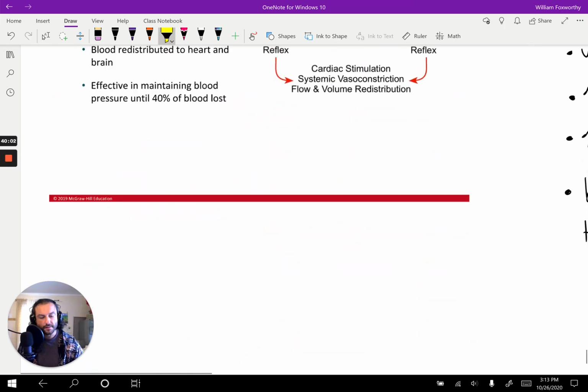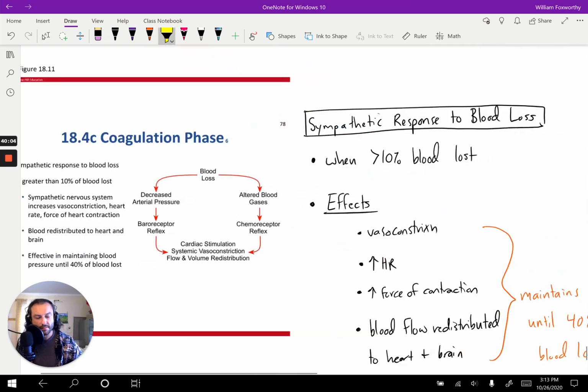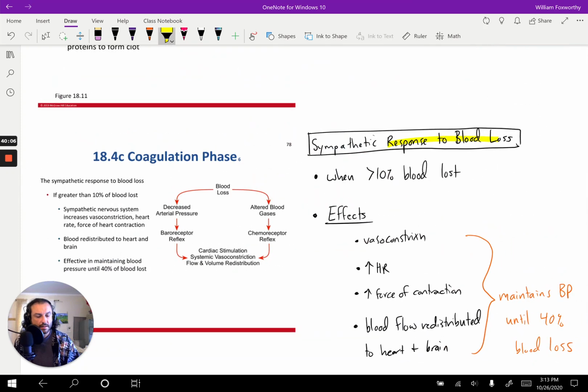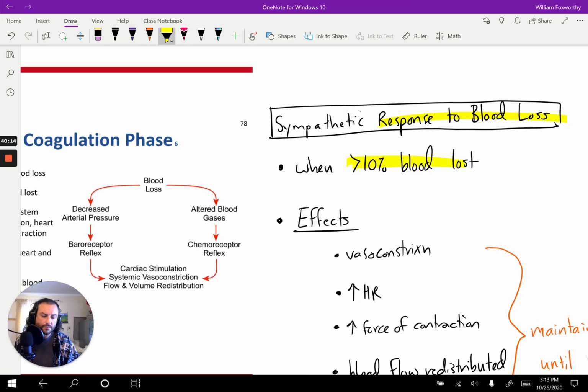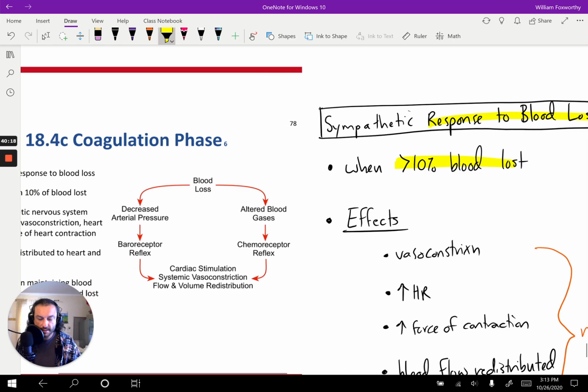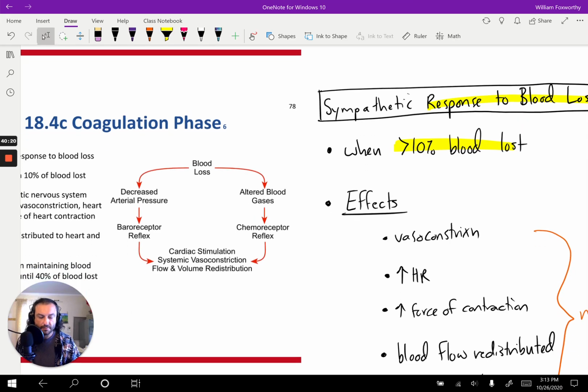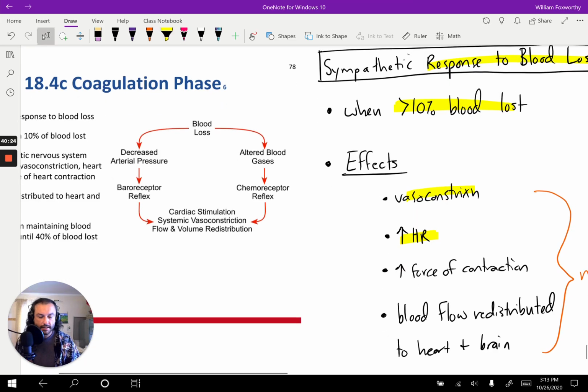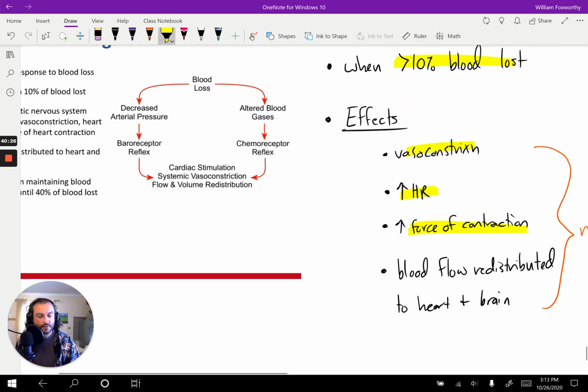The last thing we'll talk about is the sympathetic response to blood loss. So if your clot is not successful in stopping your blood loss, or for any other reason you're losing blood, if you have lost more than 10% of your blood, the sympathetic nervous system will kick in and cause vasoconstriction, an increase in your heart rate, an increase in the force of contraction of your heart, and then a redistribution of blood flow to your heart and to your brain.